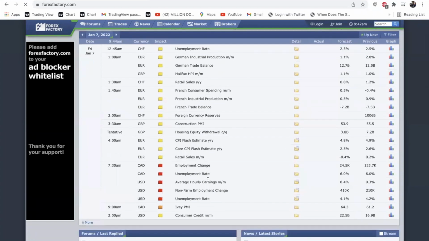We have non-farm employment change, unemployment rate, average hourly earnings, and then for the Canadian dollar, unemployment rate and employment change. And the CAD ended real strong, bullish to end last week. So we're going to see how we can capitalize on it coming into this week.